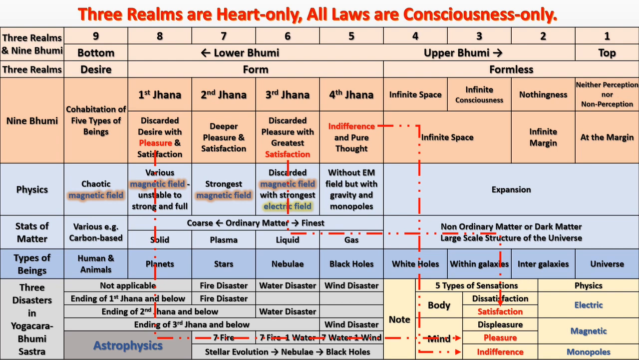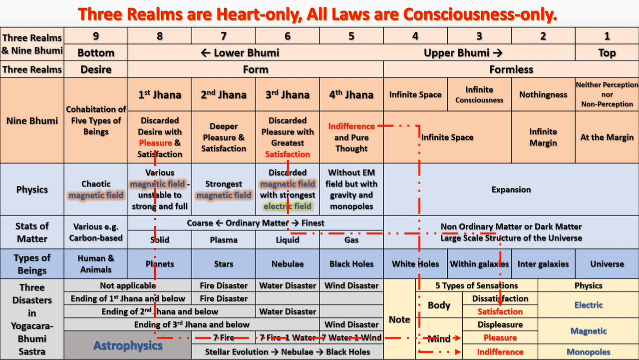This is followed by the will of water, and there is a birth of a third jhana being. This means the birth of a nebula with its electric field. Then there is a rising of will of fire and a second jhana being. Lastly, the birth of various first jhana beings or various stars before the formation of our world is complete.